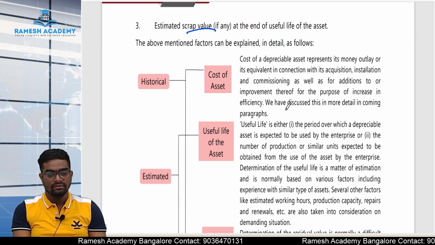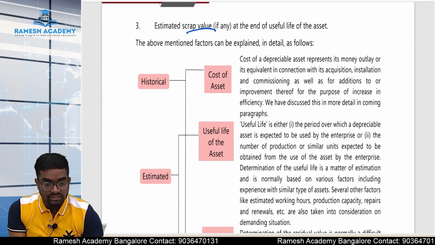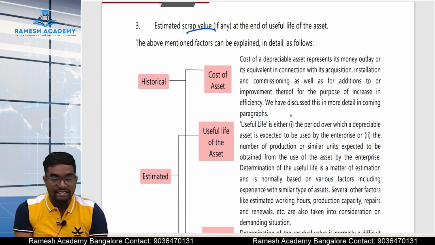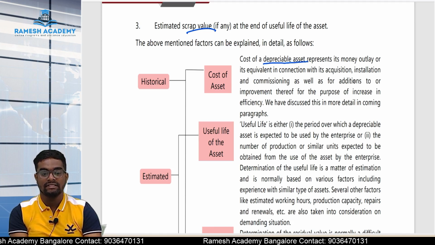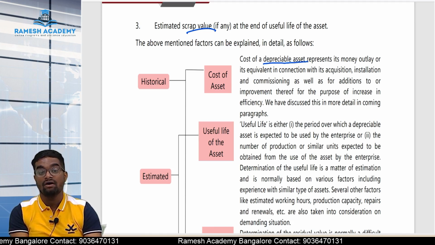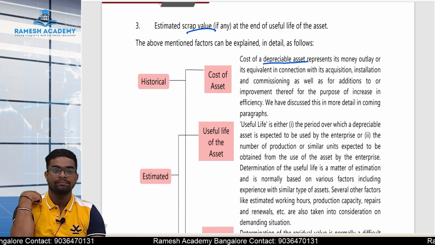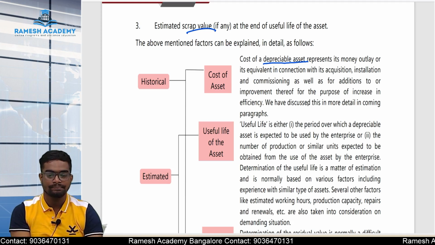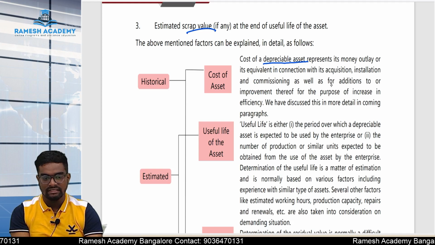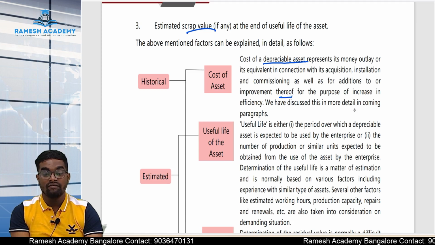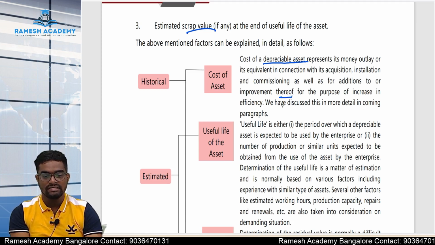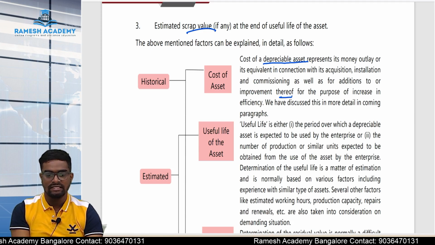Next, the above-mentioned factors can be explained in detail. First, the cost of the asset. The cost of the depreciable asset represents its money outlay, or the amount which we give to the other party to purchase the asset, or equivalent, in connection with its acquisition, installation and commissioning, as well as for additions to or improvement thereof for the purpose of increase in efficiency. We will discuss this in detail in the coming paragraphs.